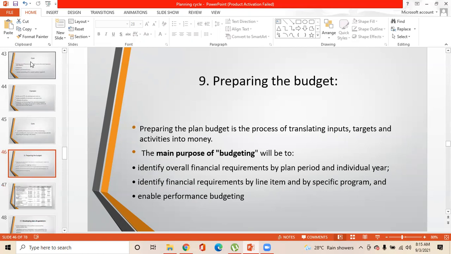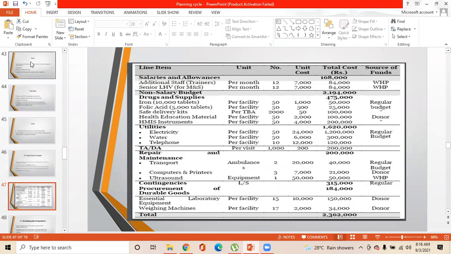Preparing the budget. Preparing the plan budget is the process of translating inputs, targets, and activities into money. The main purpose of budgeting is first to identify overall financial requirements by plan period and individual year, identify financial requirements by line item and by specific programs, and enable performance budgeting. This picture shows a health budget that shows salaries and allowances, non-salary budget that is drugs and supplies, utilities, TADA, repair, maintenance, and other things.